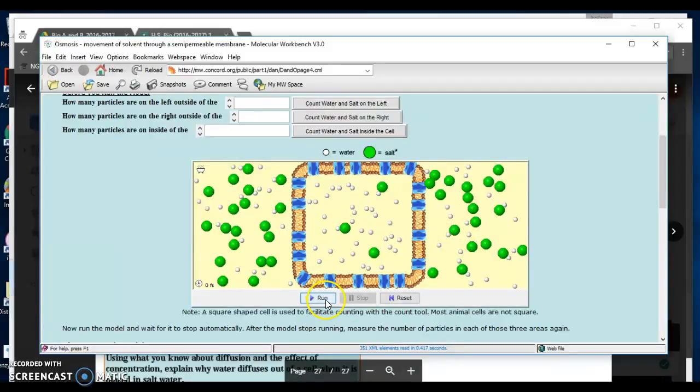So if this video didn't provide you enough time, that's what you need to do. All right, here, let's run it. Oh, okay, so the green circles are salts. So there are salt solutes on the left, middle, or inside, and then the right side. You need to count the number of solutes on the left side, on the inside, and on the right. You also need to count the number of water molecules on the left side, in the middle, and on the right. Yeah, I know. It's going to take some time.